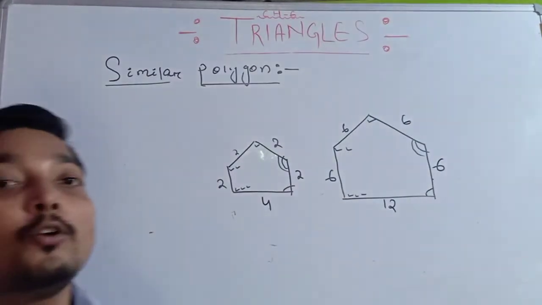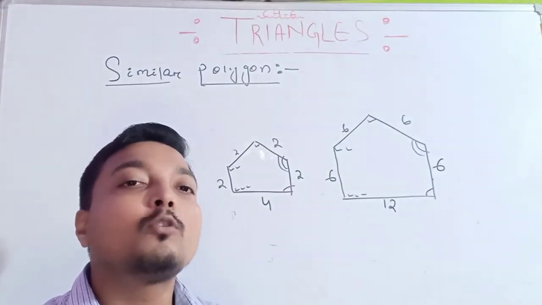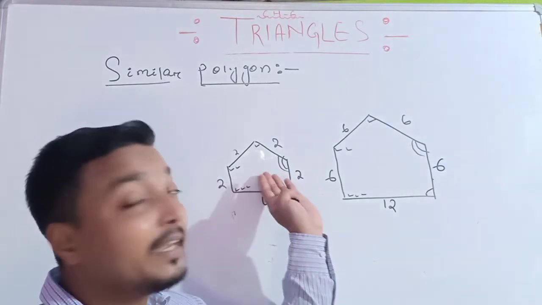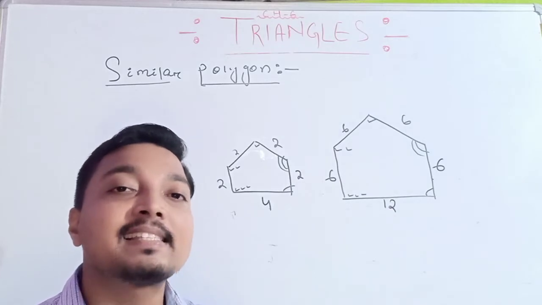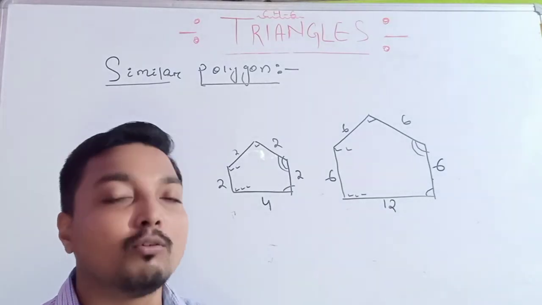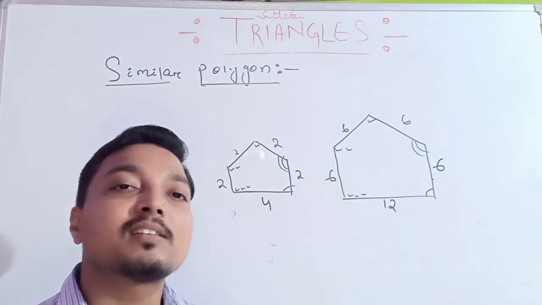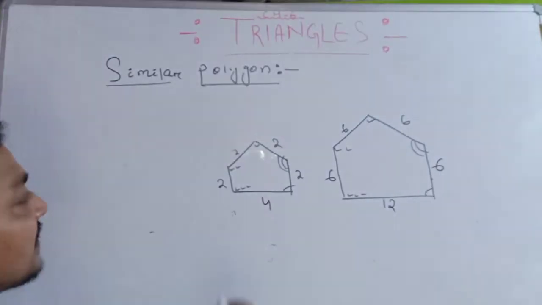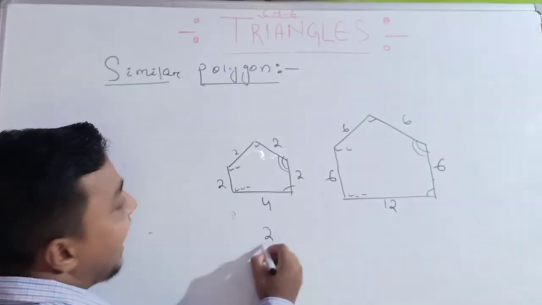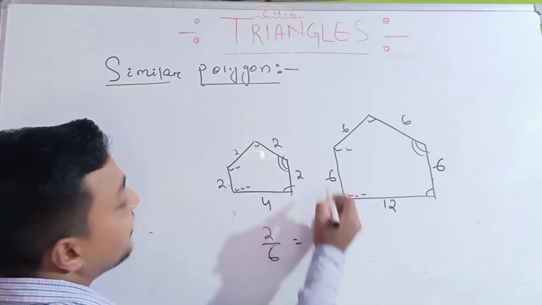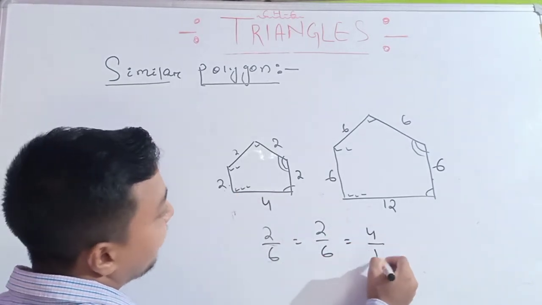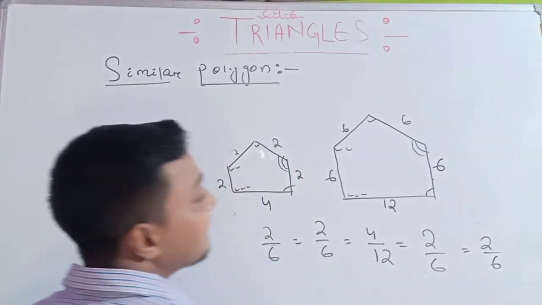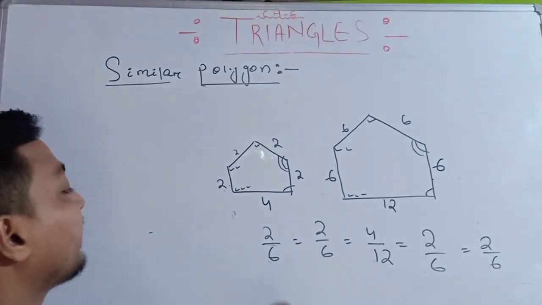So for the polygons to be similar, corresponding angles are equal, and the ratio of corresponding sides will always be the same. Otherwise one can say that the sides are in proportion. See, here it is 2 divided by 6. Here 4 divided by 12, also that much. This side is 2 by 6, and that side is also 2 by 6. And you just have to remember the ratio.